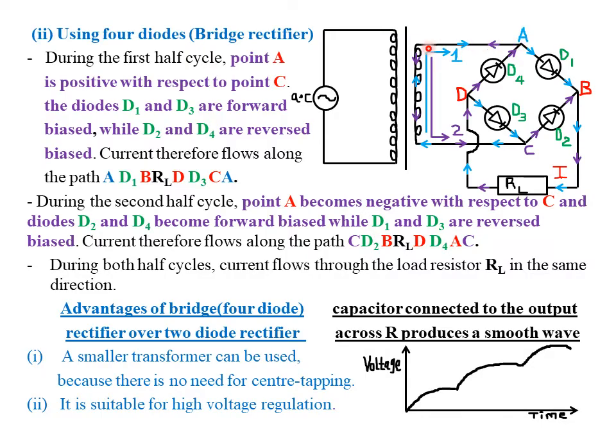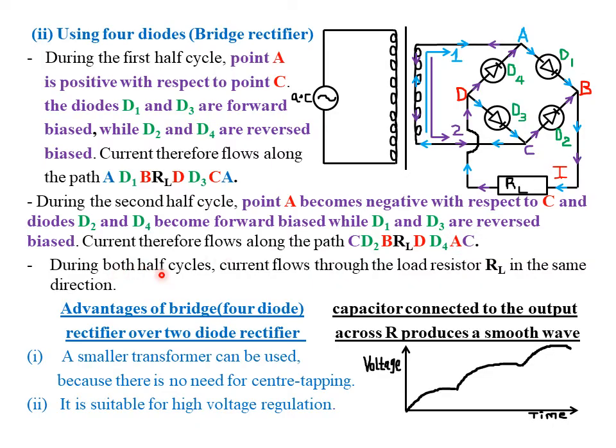Then it moves back through our step down transformer, which has fewer turns in the secondary coil as opposed to the primary coil. Then it goes back to the starting point, which was point C, which is now positive in the second half cycle. Therefore, the path followed is C, diode D2, B, RL, D, D4, A, then back to point C.